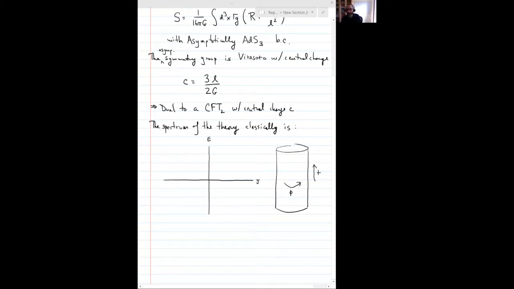So one of the states in the theory is empty anti-de Sitter space. That has no energy or angular momentum, so it's given by some state that sits just at the origin in this EJ plane. There are also black hole states. These are the geometries that were first discovered in the early 90s by Bañados, Teitelboim, and Zanelli, known as the BTZ black holes.